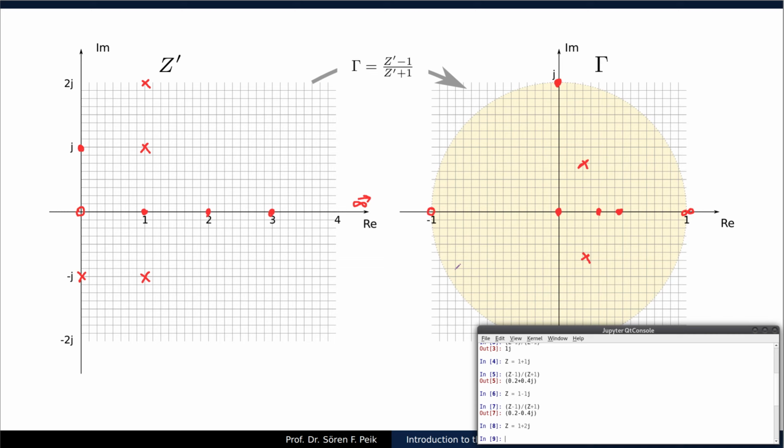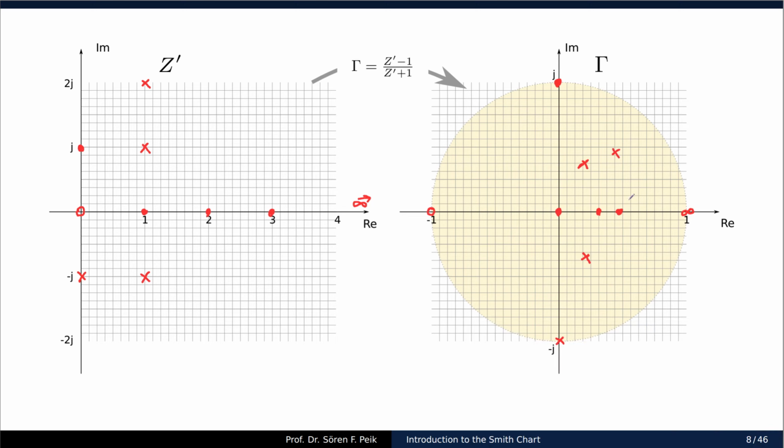Plus 2j becomes 0.5, 0.5. 0.5 is here and 0.5 is here. No? So it's somewhere here. And the same for the negative. So, and how about we also use 1/2 plus minus.